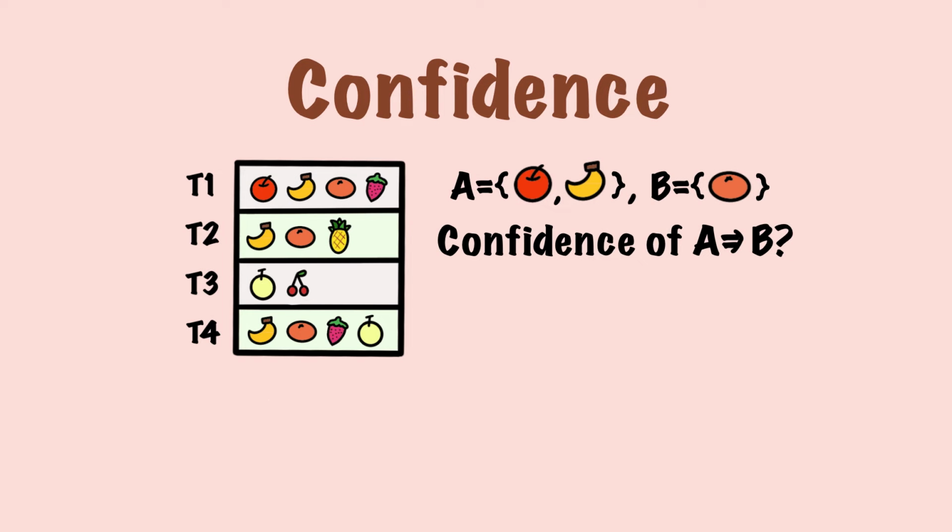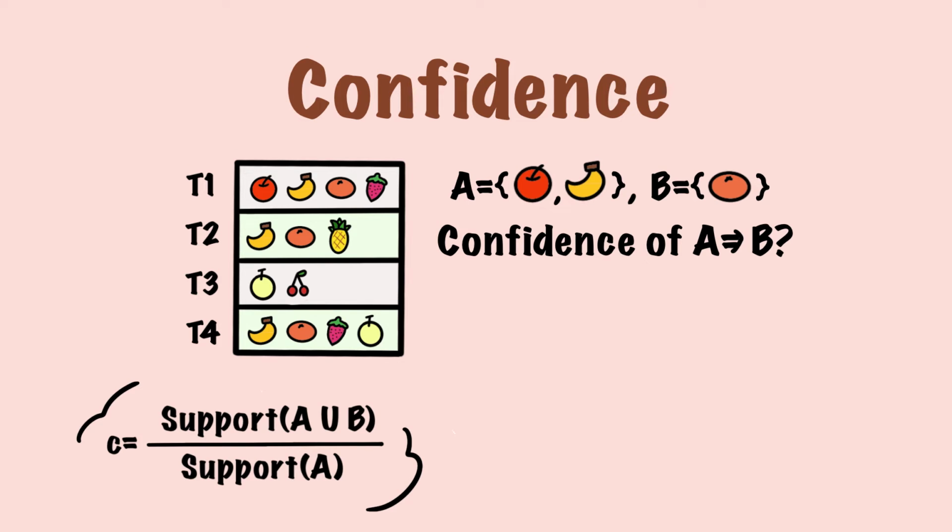Alright, let's look at an example. We have the same database and the same transactions. We now want to find the confidence of the association rule A to B. I put the formula here for reference. I say we use support count here, but it's really fine to use either support or support count.